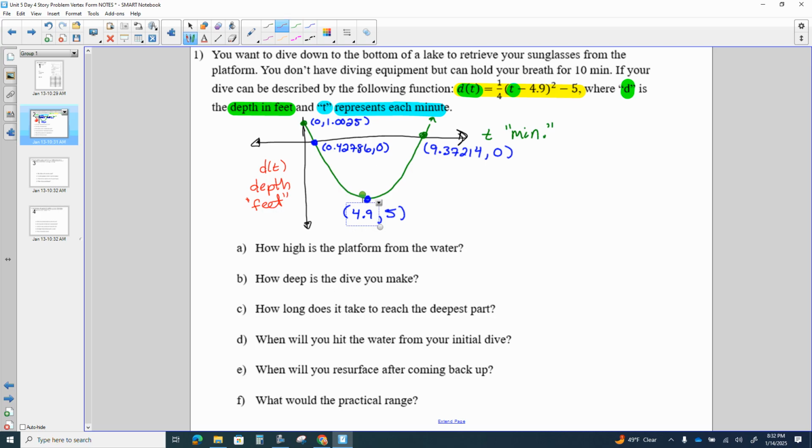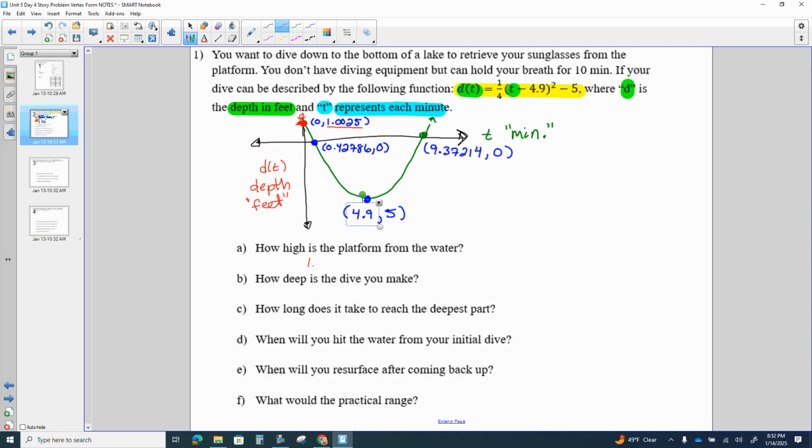Each of these is going to matter to me. So how high is the platform from the water? This is how high he started. That's his platform where he's diving off. All right, he's going to go in from here. So he's up at 1.0025.